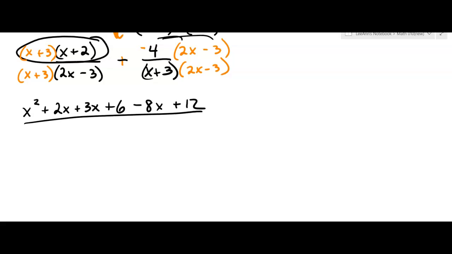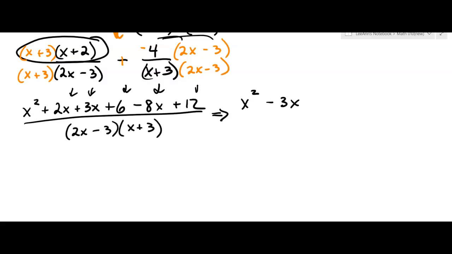Now the denominators are common, 2x minus 3 and x plus 3. It doesn't really matter what order you write those in, by the way. Okay, so now what can I combine in the numerator? I have x squared, I've got 2x, 3x, and a minus 8x. So what's that? Minus 3x? And then I got a 6 and a 12, so it's going to be 18.